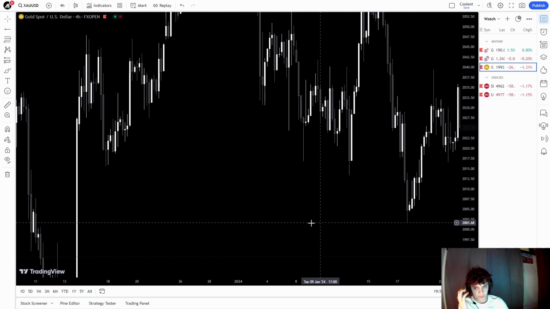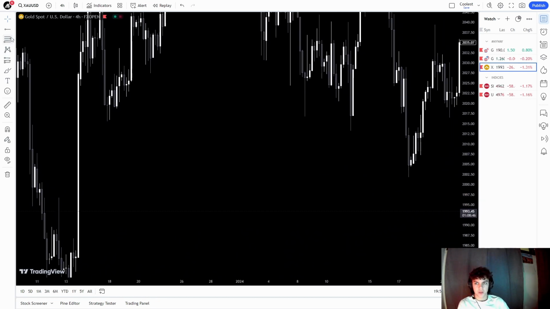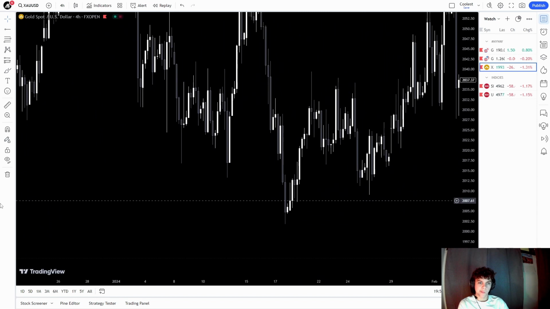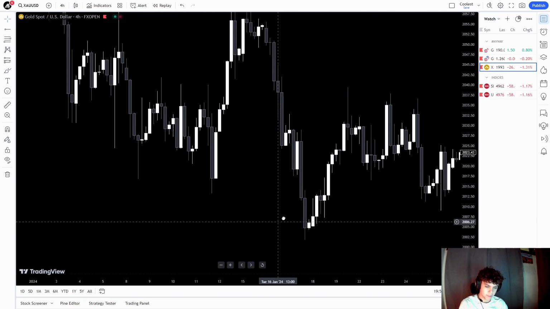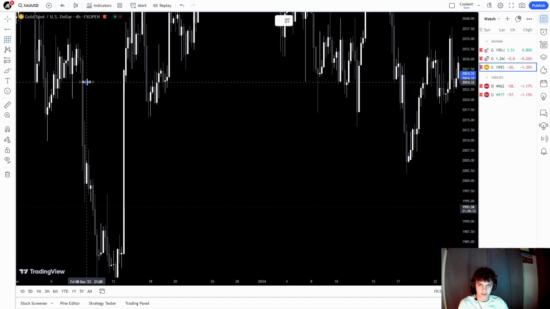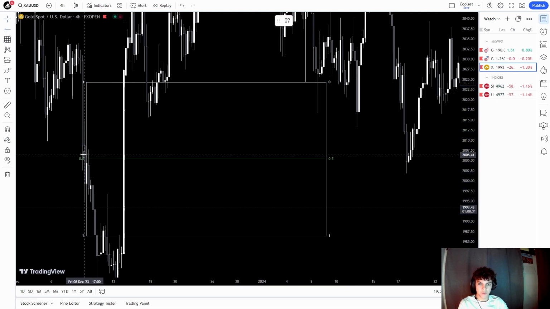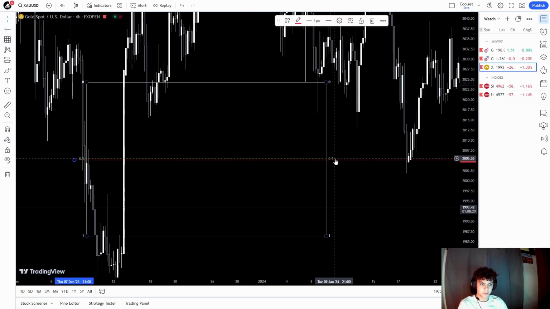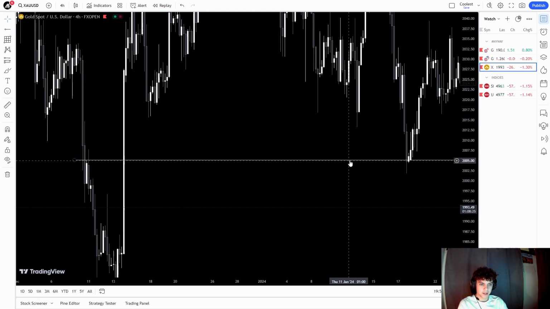Okay, as you can see right here, what happens? This right here, this is a downtrend. What happens? We fill this fair value gap. As you can see, we fill the fair value gap completely.